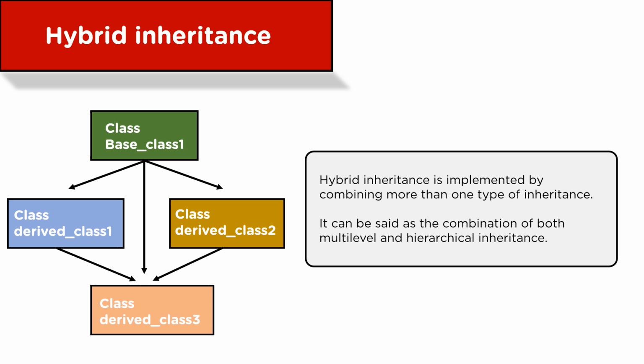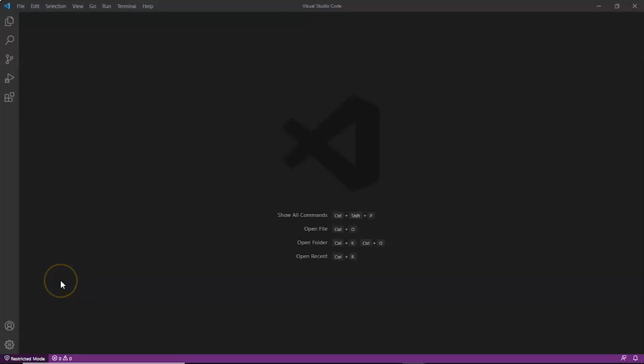So now that we have understood inheritance in C++, let's go to its practical aspect and do some examples in our code editor, that is VS Code. So this is our Visual Studio Code, and now we will do an example of inheritance. We'll start with the single inheritance example, in which we will make a parent class and a child class.